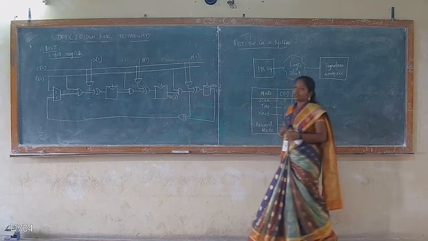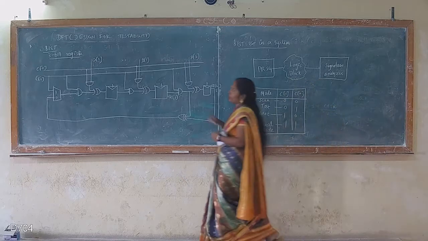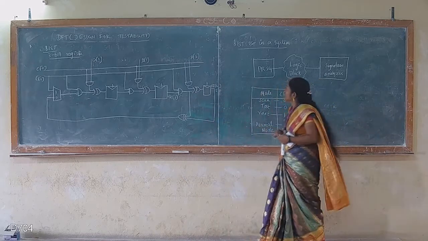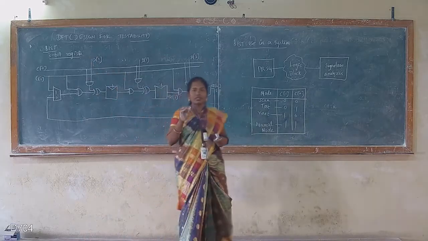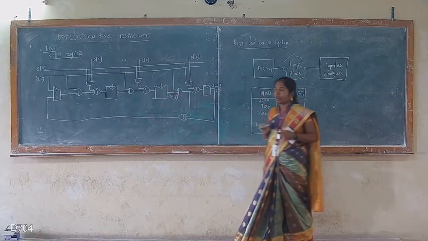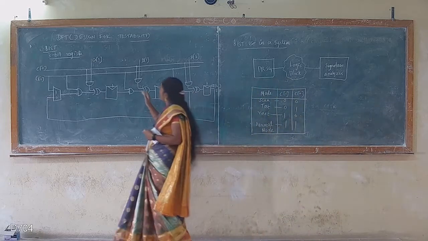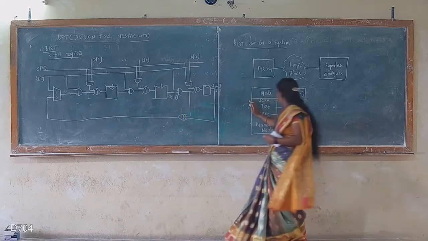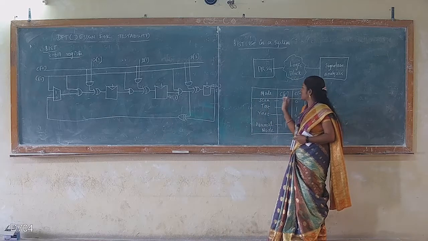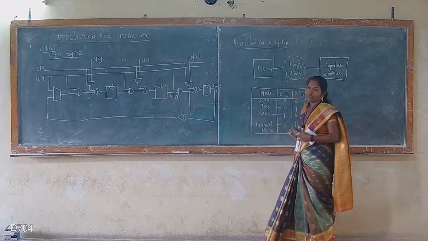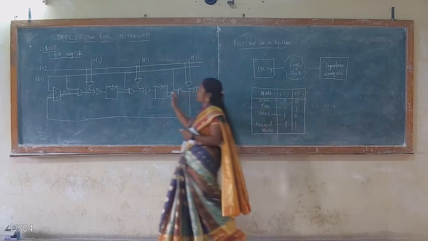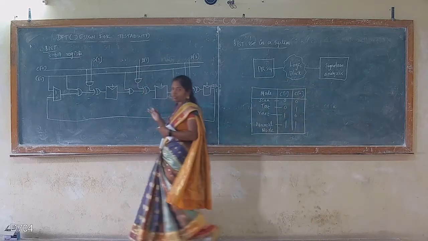So this is the structure of the BIST 3-bit register and how it is used in the system. The BIST consists of the combination of signature analysis and the scan technique. In this we have modes of operation based on the signals C1 and C0. If it is 1 0, all the flip-flops are initialized to 0. That is the reset mode.